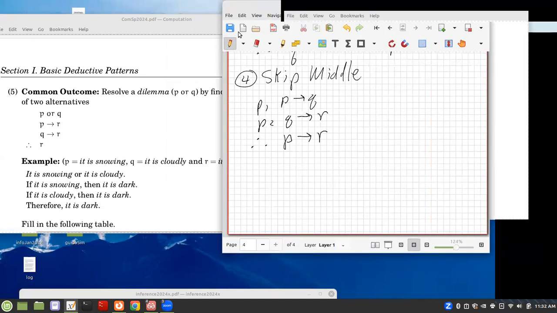Okay, the first four are actually quite useful, and they seem to get you something that you didn't see quite before. And the same thing is with common outcome. But here we have one with three premises.